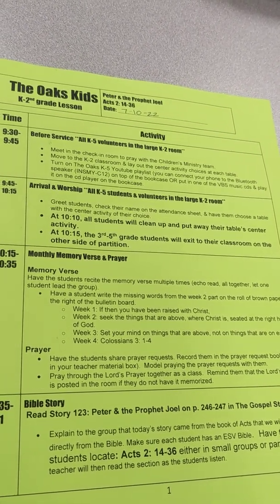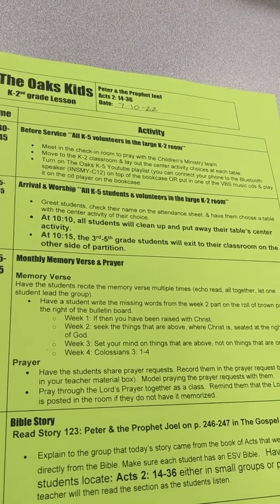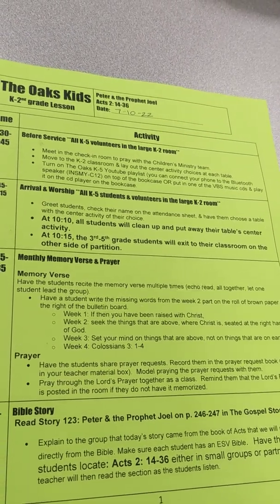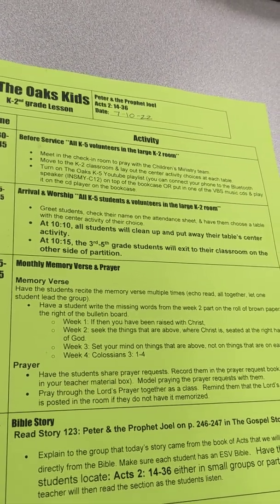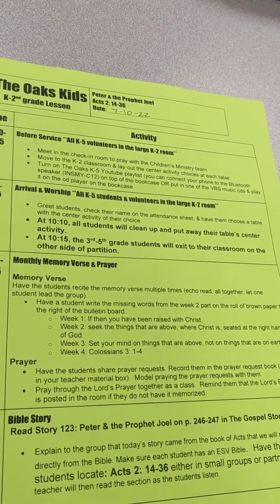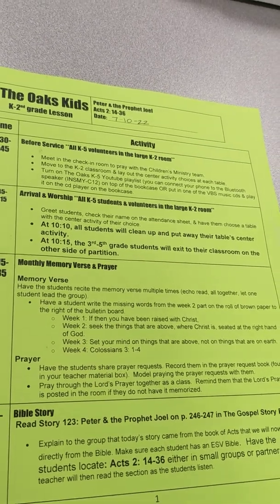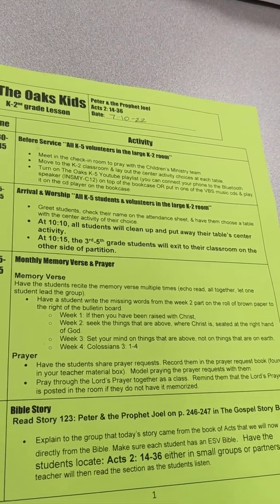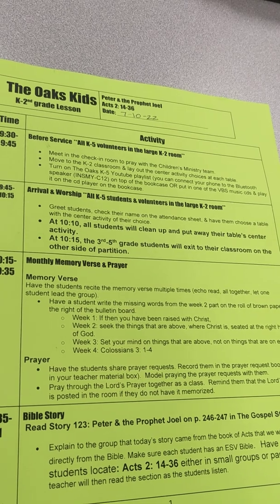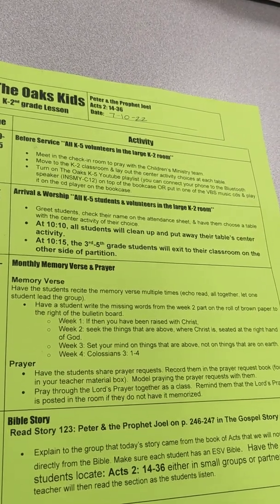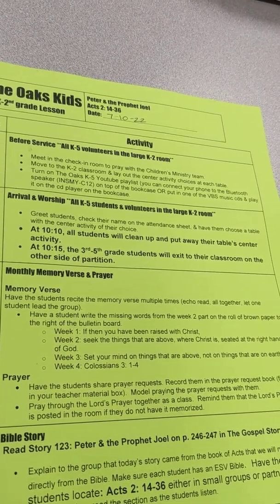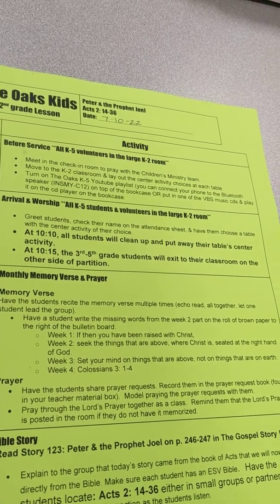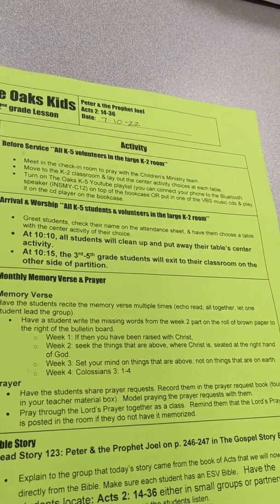We are on week 2 of our memory verse. So before we write it on the paper, we're going to do the entire verse together, have them echo read it after the teacher, have them do it all together, and then maybe let one student lead the group, someone who already feels really comfortable with the verse. Then you're going to write the missing words on the week 2 part on the board. Seek the things that are above where Christ is, seated at the right hand of God.